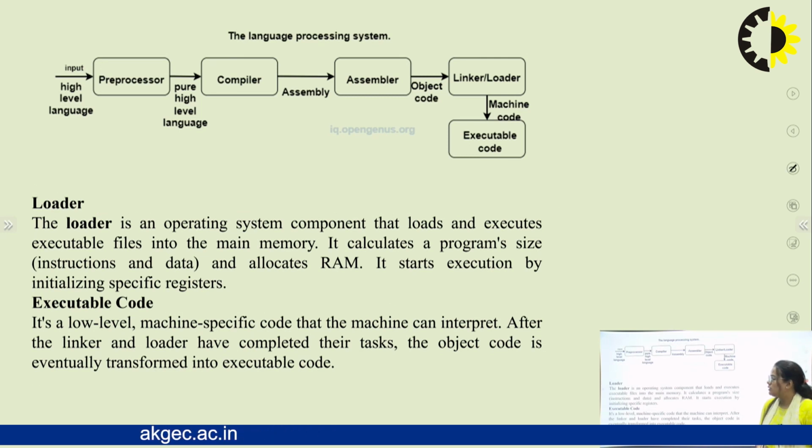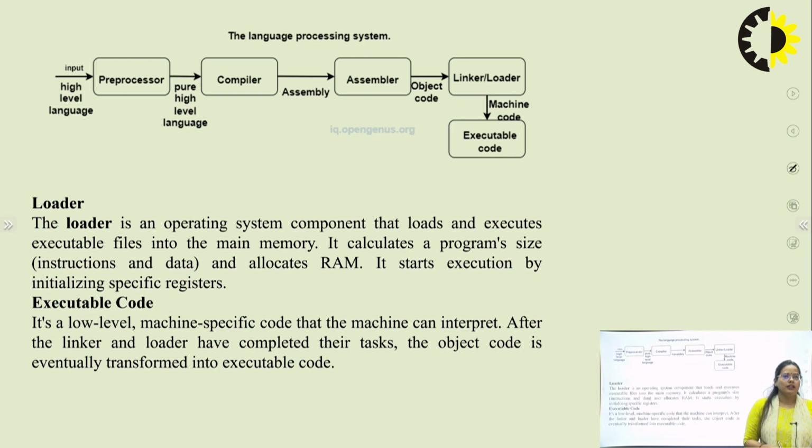Now next is loader. The loader is an operating system component that loads and executes an executable file into the main memory. It calculates a program's size, instruction and data, and allocates RAM. It starts execution by initializing a specific register. After that, executable code will be generated by linker and loader. Then executable code is a low level machine specific code that the machine can interpret. After the linker and loader have completed their task, the object code is eventually transformed into executable code.